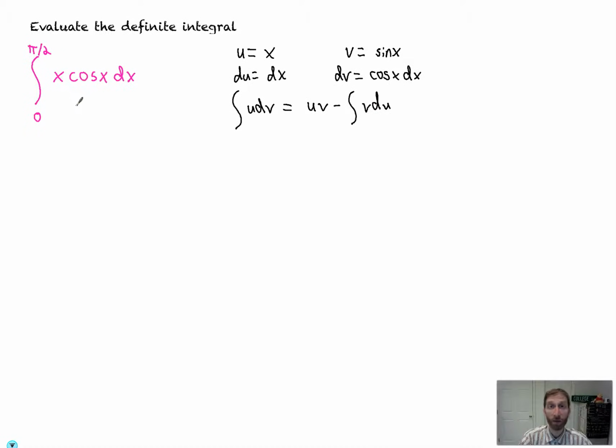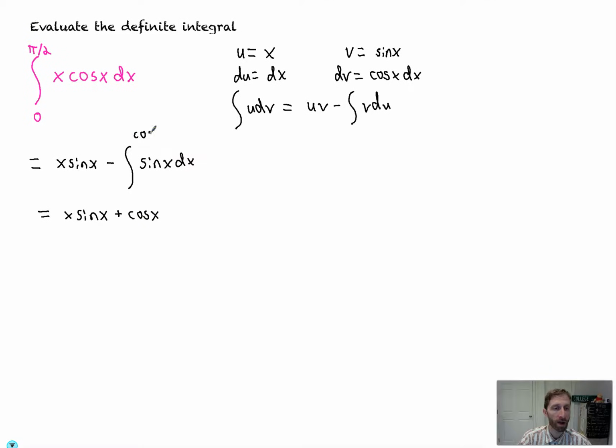Well, essentially, again, ignore the bounds, put them in at the very end. So this is equal to u times v, which is x times sine x, minus the integral of v, that's sine x, du, which is just dx. And so the bounds will come in at the end. That's going to be equal to x sine x. The integral of sine x is minus cosine x. Minus a minus cosine x is a plus cosine x.